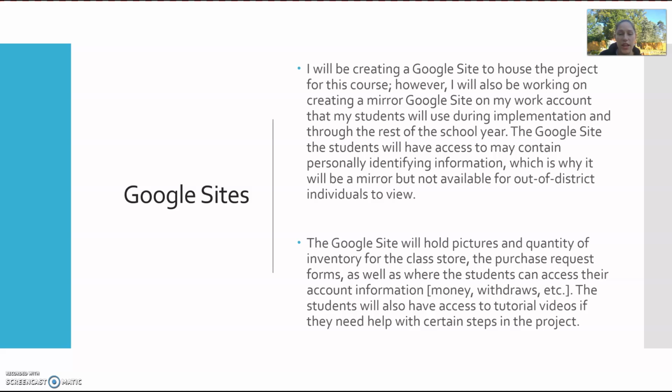So looking first at the tech components, Google Sites is going to be one of the biggest tech components for this project. In addition to housing everything that we're required for this course to have within the Google site, I'm also going to be working on creating and upkeeping almost a mirror Google site through my work account so that my students will be able to use that during the implementation of the project as well as throughout the rest of the school year.